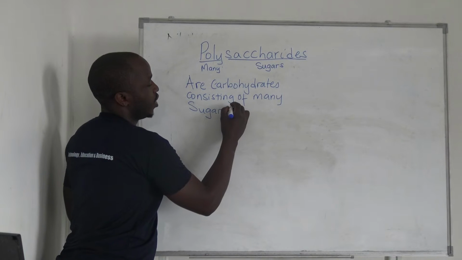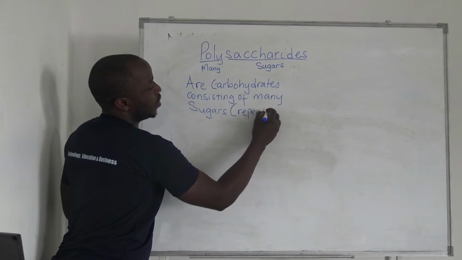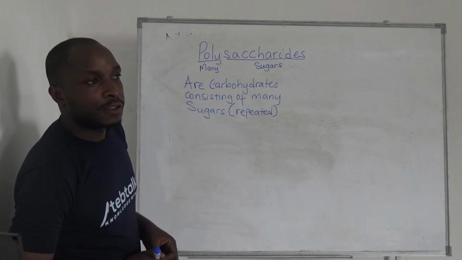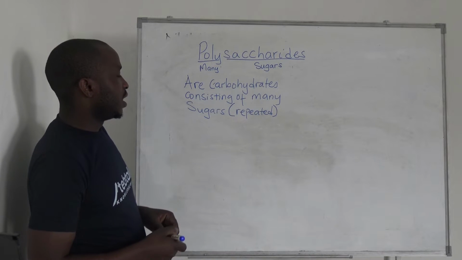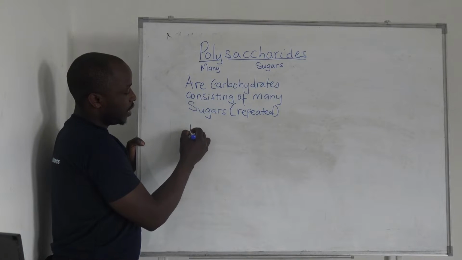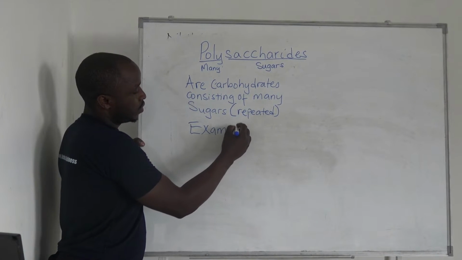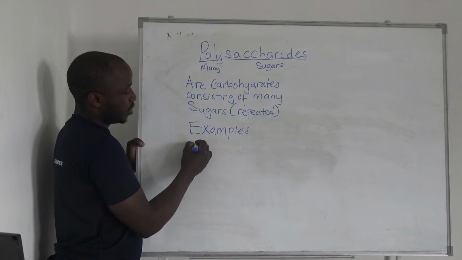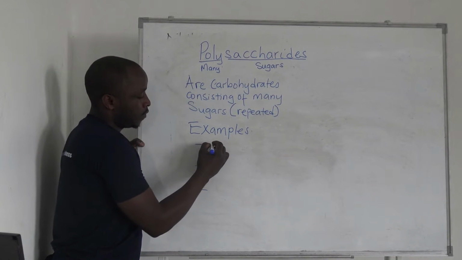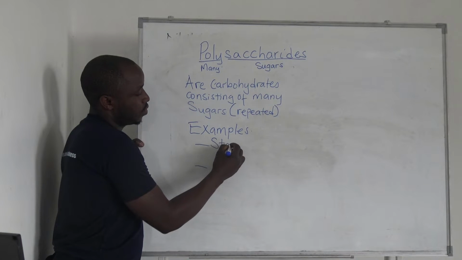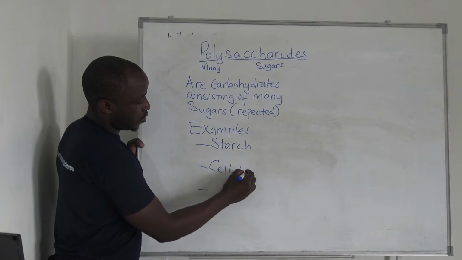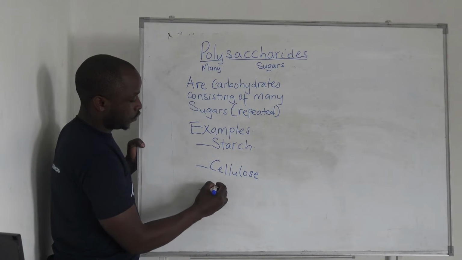In most cases, these sugar units are even repeated sugar units. So we have carbohydrates to this level that have many sugar units. So meaning very many monosaccharides make up the polysaccharides. And examples of polysaccharides, we shall center much on these two or three: the starch, the cellulose, and then the glycogen.